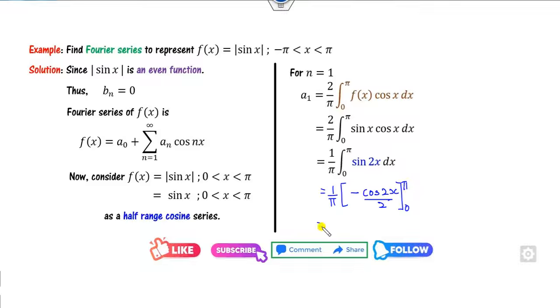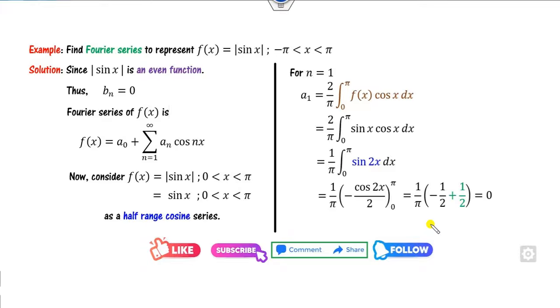What is the cos 2 pi? cos 2 pi is 1, and if you substitute 0, it is minus 1. Again, it is 0. So a1 will be 0. Now you computed the a1, you computed the a0, and you have computed an. Substitute all these values in this expression.